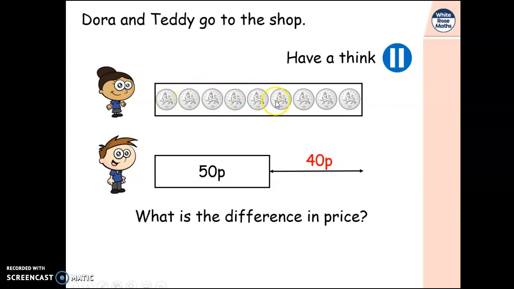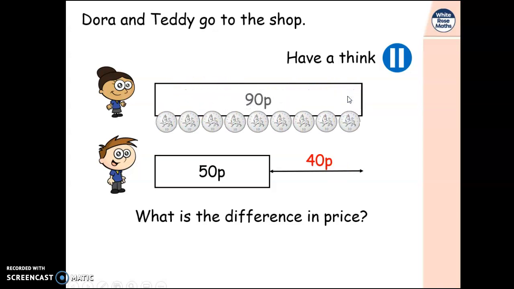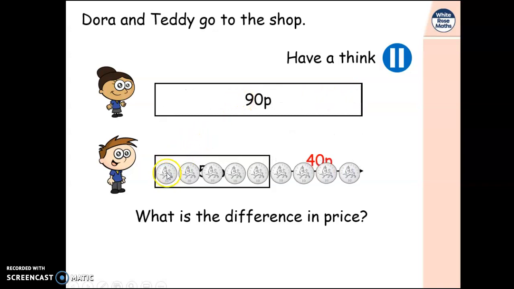We change them into 10p's and move them down. We've got 10, 20, 30, 40, 50p here, 10, 20, 30, 40p there.